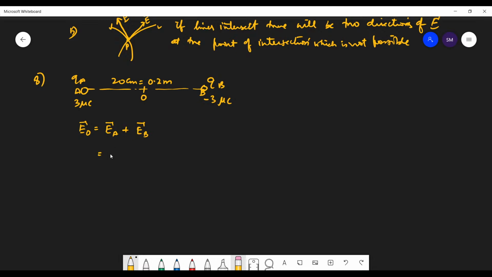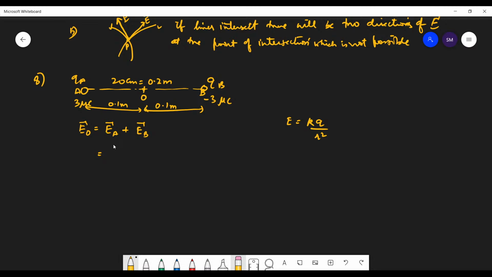Now the electric field due to charge A, what is electric field? Electric field is equal to KQ. So the electric field due to Q is KQ upon R square. So that's the magnitude. The distance is 0.1 meters, and this distance is also 0.1 meters. So you want to find the electric field at this point. So what's the magnitude of the field?